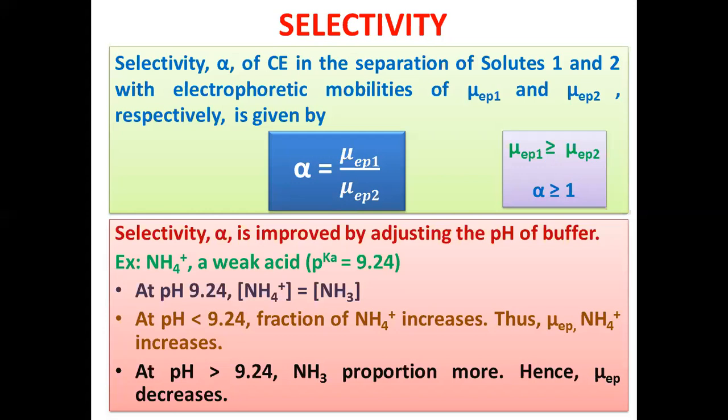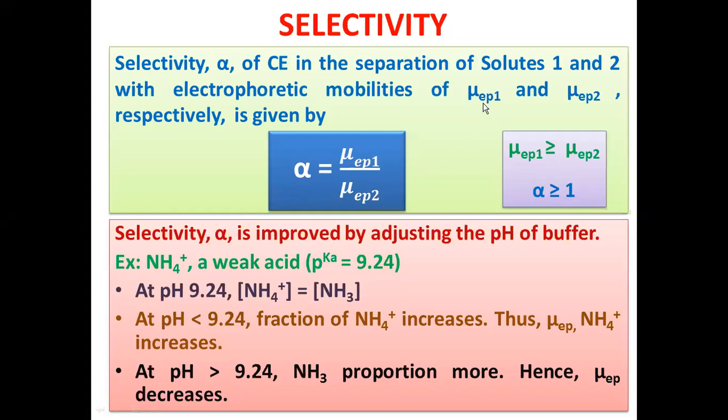Likewise here, if there are two solutes traveling through the capillary tube, we will be considering the electrophoretic mobility of solute 1 and 2, where nu EP1 must be greater than or equal to nu EP2, because the alpha value will be greater than or equal to unity. The selectivity is expressed by alpha, which is used to express the separation ability of the capillary when it is used to separate a variety of solutes.